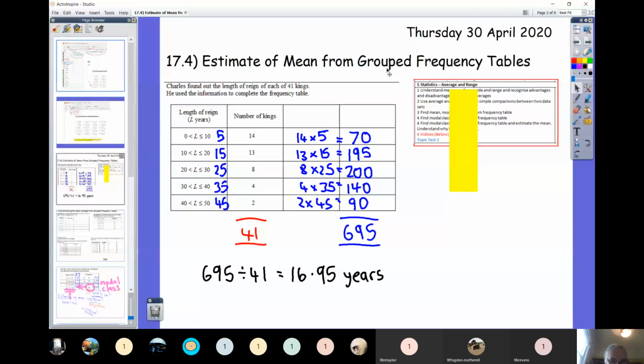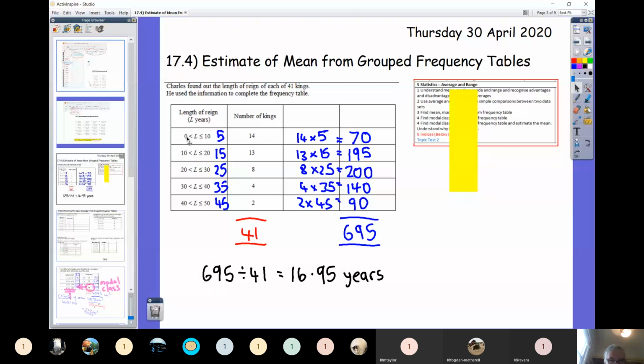What this means is, these 14 kings, the length of their reign in years was between 0 and 10 years. So these 14 kings reigned for between 0 and 10 years. They might have only reigned 1 day before they were murdered or something, all right? Or they might have reigned for 9 years. We don't know. But these 14 kings reigned for between 0 and 10 years.